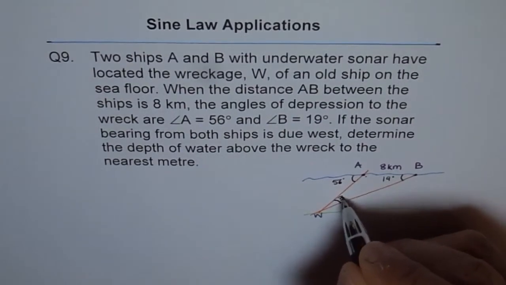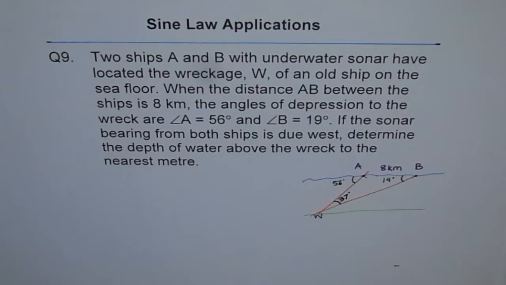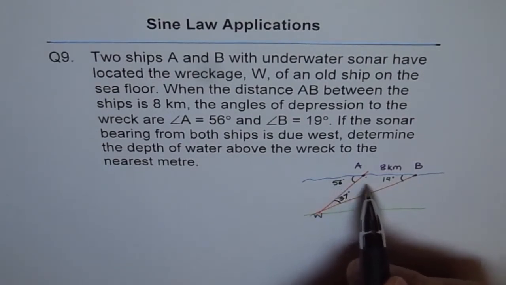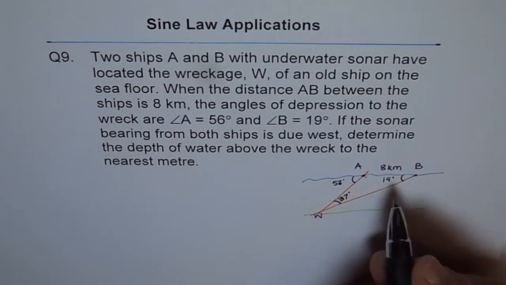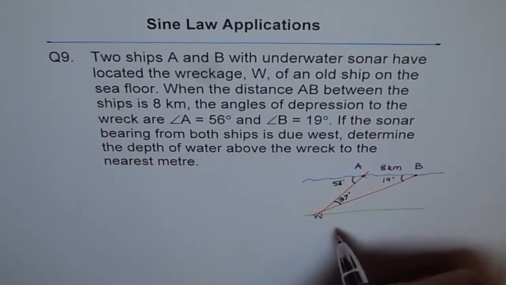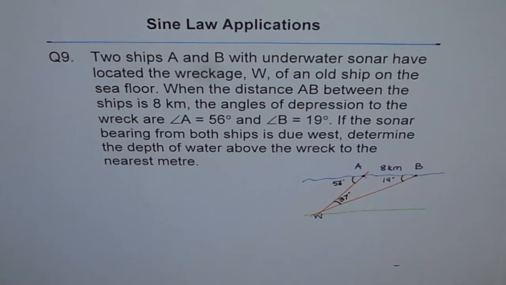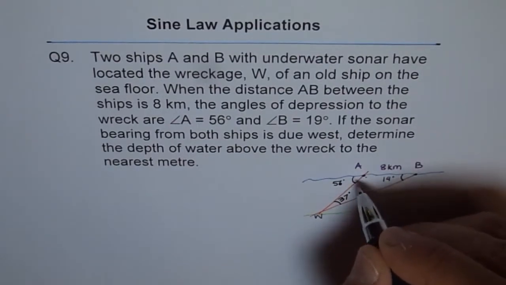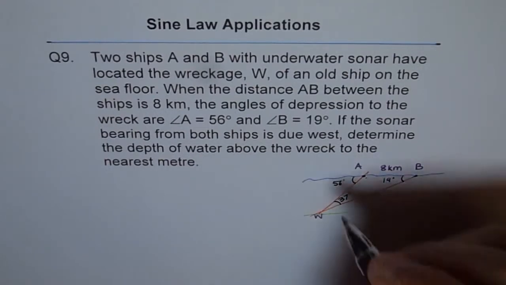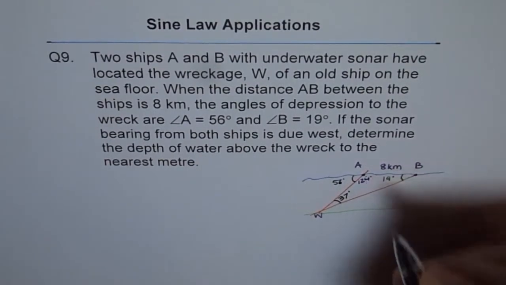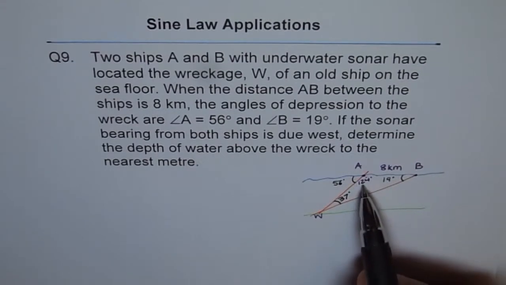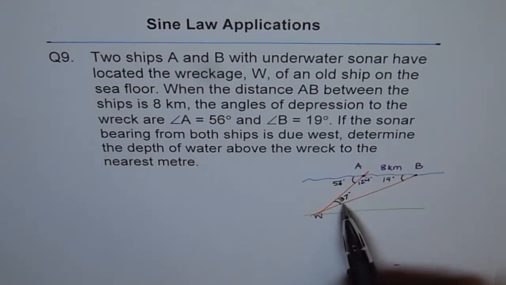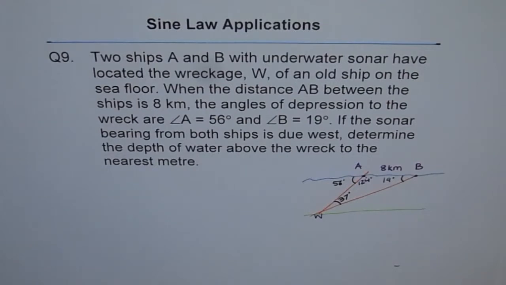So this angle should be 37 degrees, correct? So what we have used here is that the exterior angle is sum of remote interior angles. So you can use that. Or what you can do is you can find that angle to be 180 minus 56. You can do either way. 180 minus 56 is equal to 124. So this angle is 124 degrees, and then you can say 180 minus 124 minus 19. You will get the same result as 37 degrees. Correct? So that's the diagram we have here.